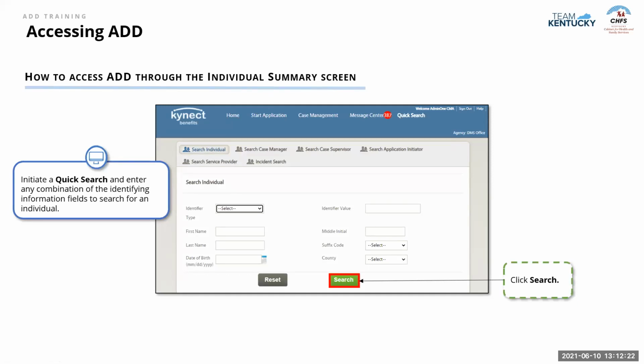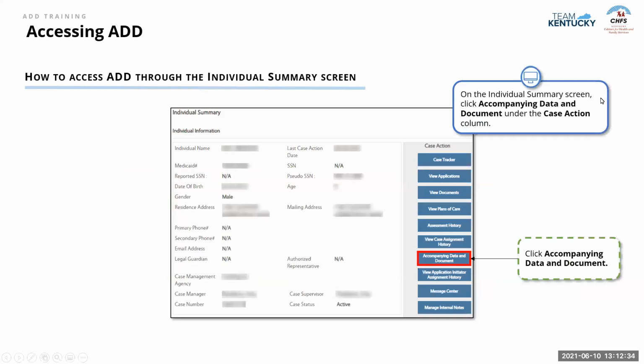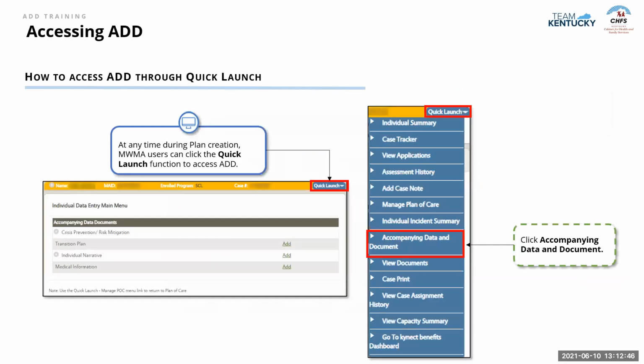So the first way to access it is going to be initiating a quick search. As you're familiar with, you can enter any combination of identifying information for an individual and go ahead and click search there. You'll see their individual summary screen pop up. And if you look on the right-hand side under the case action column, you will see that accompanying data and documents button that you can click, and it should direct you to this individual data entry main menu screen. And on this screen, you're able to review all of the accompanying data and documents at any time.